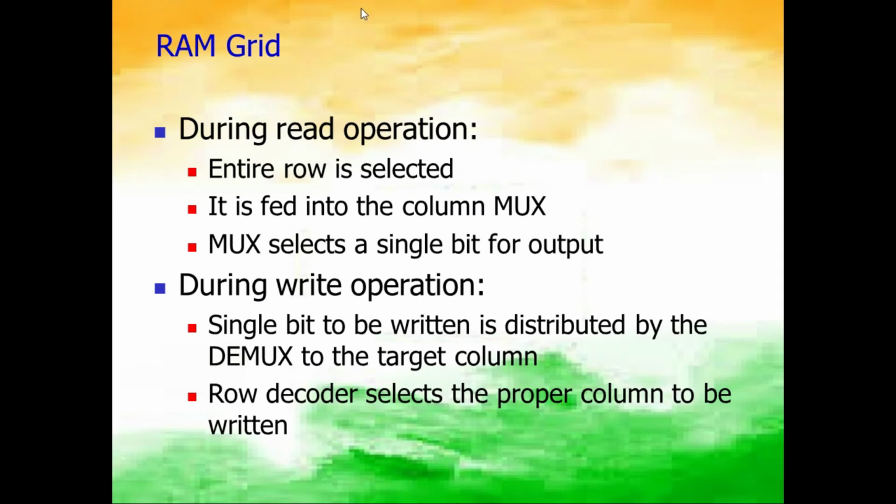In the RAM grid, during a read operation, the entire row is selected. It is fed into the column mux. The mux selects a single bit for output. During a write operation, the single bit to be written is distributed by the demux to the target column. The row decoder selects the proper row to be written. This is basically the read and write operation. Whenever it is asked in the exam, it is advised that you write the read and write operation of the RAM as well.